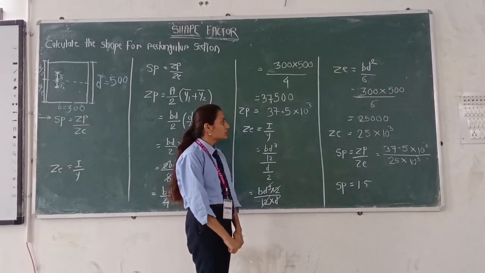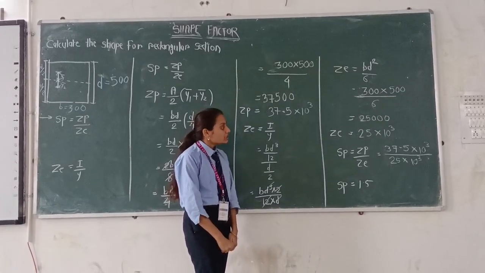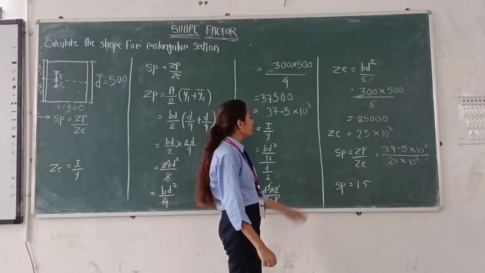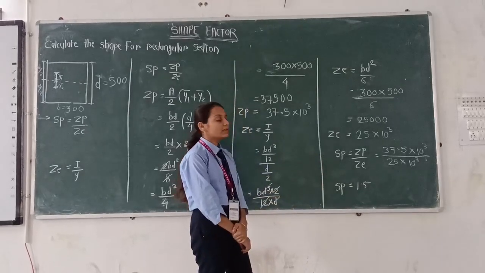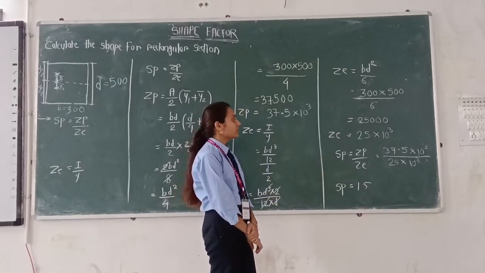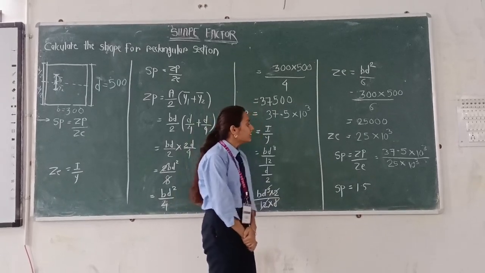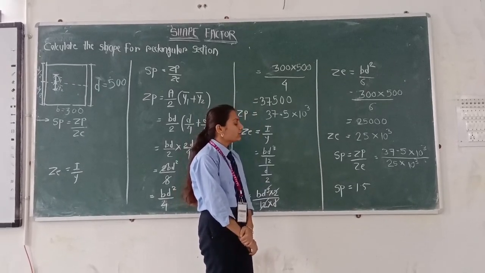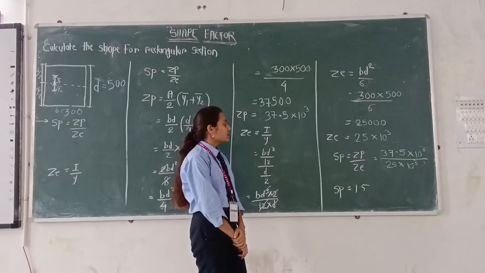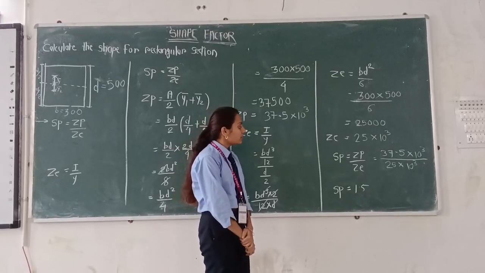SP is equal to ZP divided by ZD. ZP value is 37.5 into 10 to the power 3 upon ZD value is 25 into 10 to the power 3. SP is equal to 1.5.